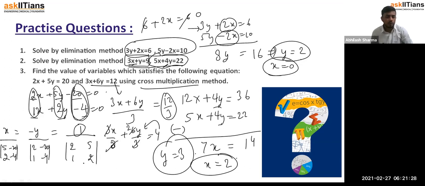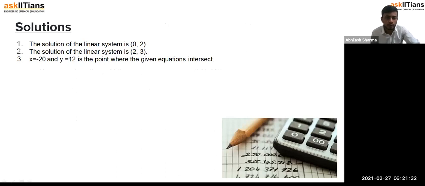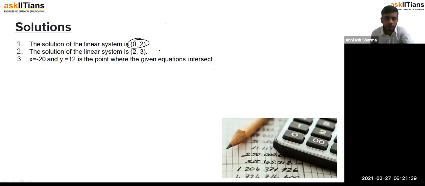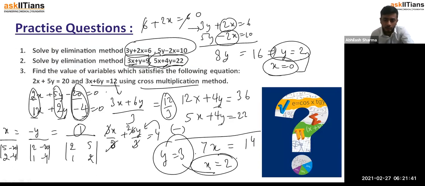Okay, now on solving this, let us see what we are getting. x upon, so for the first answer we have got the correct answer 0 and 2, correct here, and for the second also 2 and 3 as the answers that we have gotten were correct.